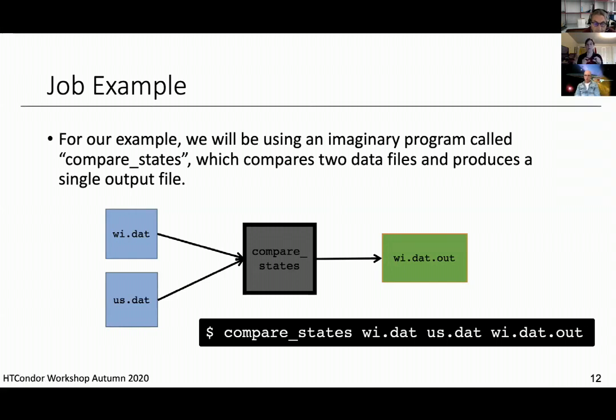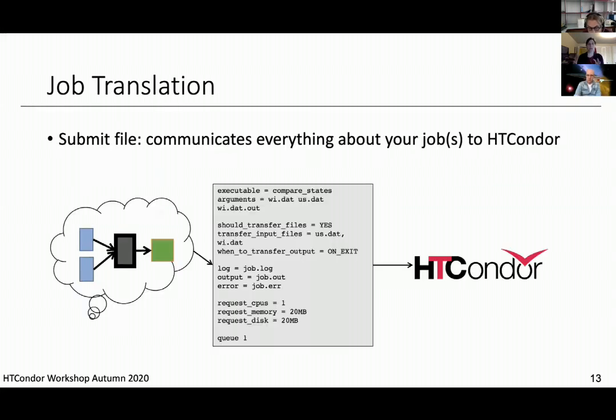We have the name of the program, and it just so happens that the 3 arguments given are the 2 input files and then the name of the desired output file. Okay, so this is our job we want to run. And so we need to communicate this to HTCondor. So job components on the left, HTCondor on the right. And the way we're going to do this is through a HTCondor submit file.